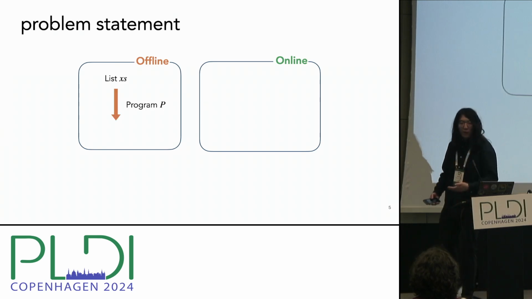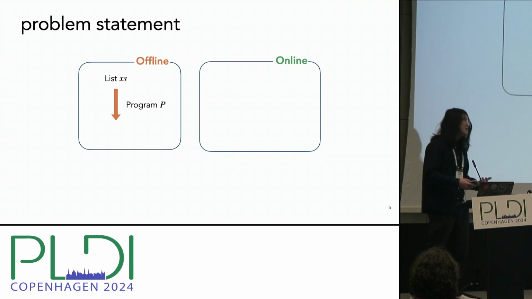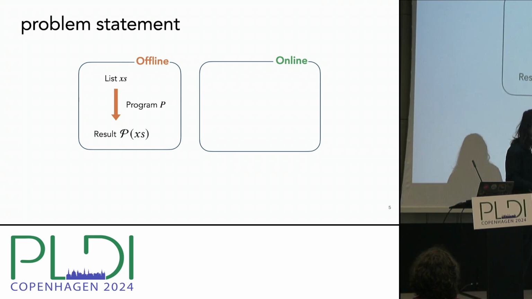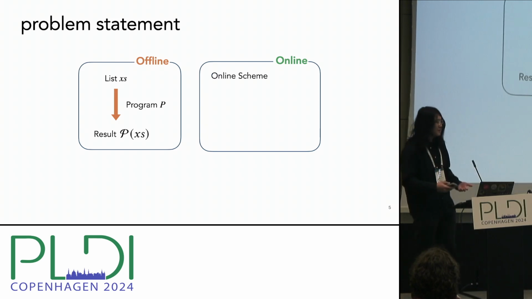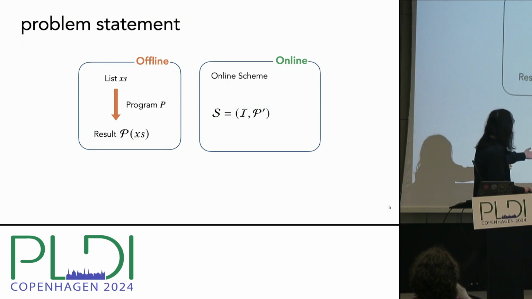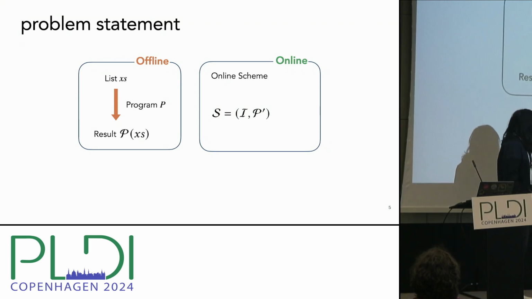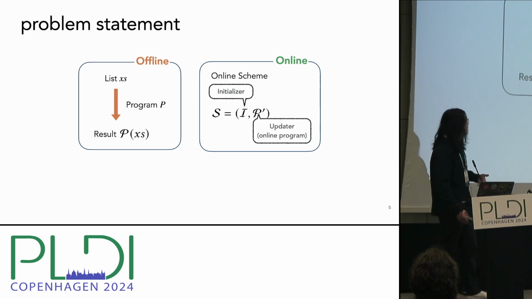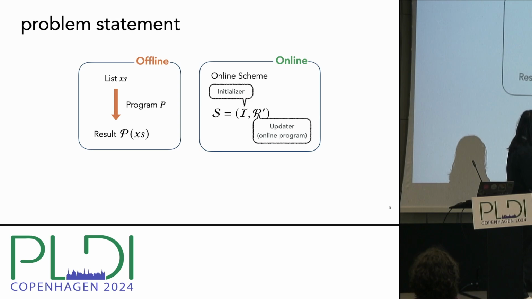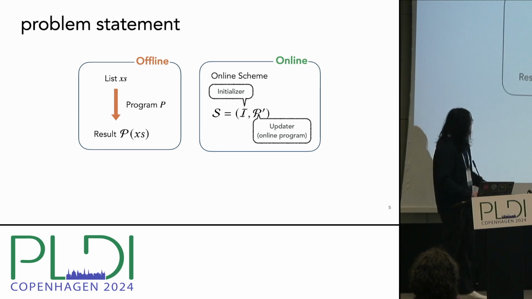So in our work, the problem statement is as follows. The offline program is a program that transforms a list xs into a result P of xs. The online thing is a bit different. That's something we call an online scheme, which is a tuple of I and P prime, where I is the initializer and P prime is the updater, which is usually what we call the online program. But really, we need the initializer to make the online program work as well.